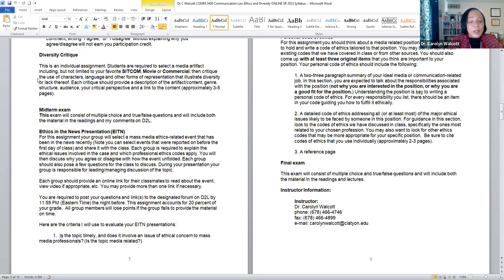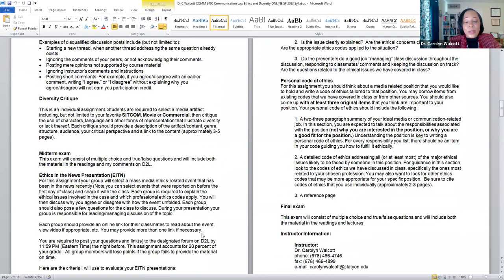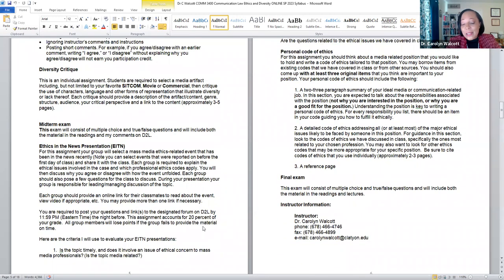Specifically, the criteria I will be using to evaluate this assignment would be: number one, is the topic timely? Does it involve an issue of ethical concern to mass media professionals? Is it timely and is it related? Now, if you bring something that happened in 2018, I would not consider that timely because these are issues that have gone on in the press. They're not necessarily on the radar, and so you're not going to be able to comment on them because your classmates have got to be able to comment on your particular ethical issues.